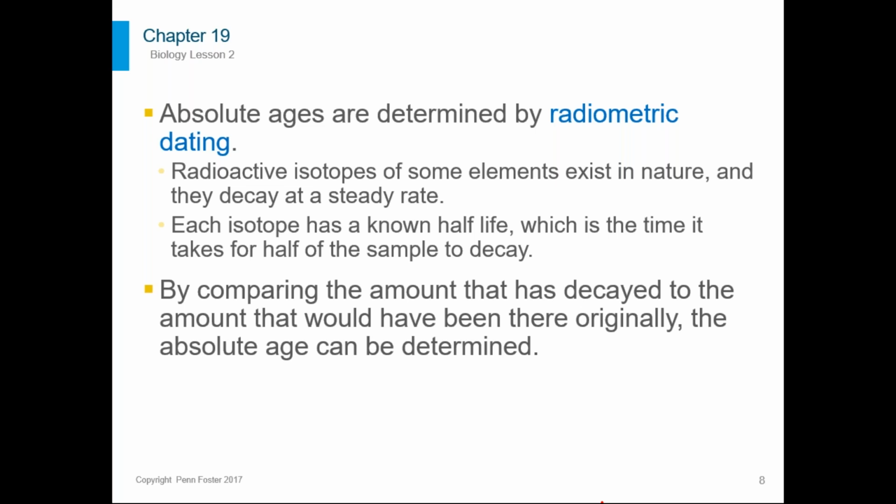So by comparing the amount that has decayed to the amount that would have been there originally, the absolute age can be determined. Now, carbon-14 only works for things up to a certain time. We use different elements like uranium to figure out really, really old things, like the fossils of something like dinosaurs. You would have to look at uranium in the surrounding rocks to figure out how old those layers are.